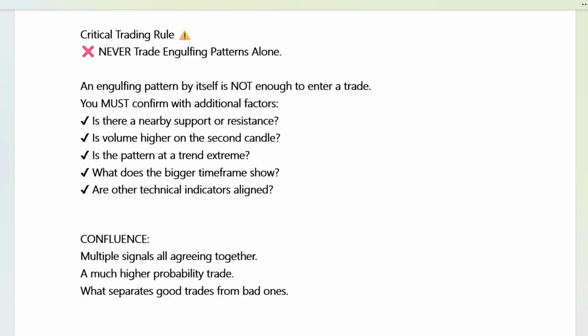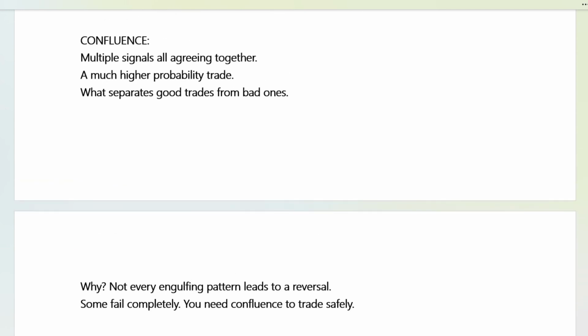Critical trading rule: never trade engulfing patterns alone. An engulfing pattern by itself is not enough to enter a trade. You must confirm with additional factors. Is there a nearby support or resistance? Is volume higher on the second candle? Is the pattern at a trend extreme? What does the bigger time frame show? Are other technical indicators aligned? Confluence: multiple signals all agreeing together. A much higher probability trade. What separates good trades from bad ones? Not every engulfing pattern leads to a reversal. Some fail completely. You need confluence to trade safely.